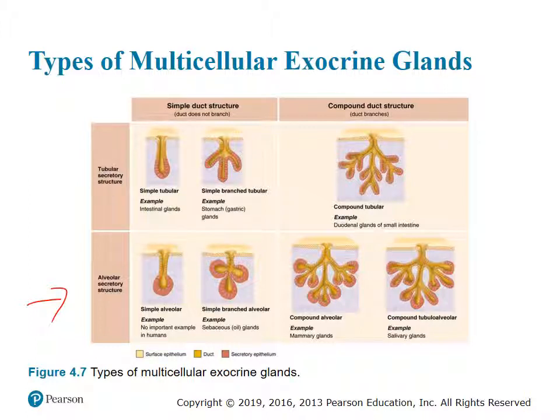But just to kind of show you, that's a salivary gland right there. Almost looks exactly like a mammary gland. That's where breast milk is made, for example, in the breast. Different than, let's say, an oil gland.